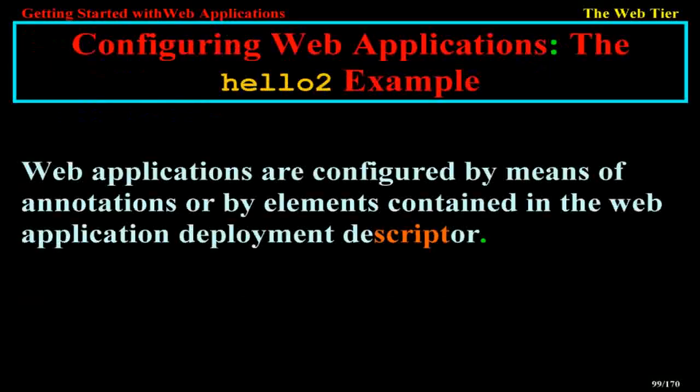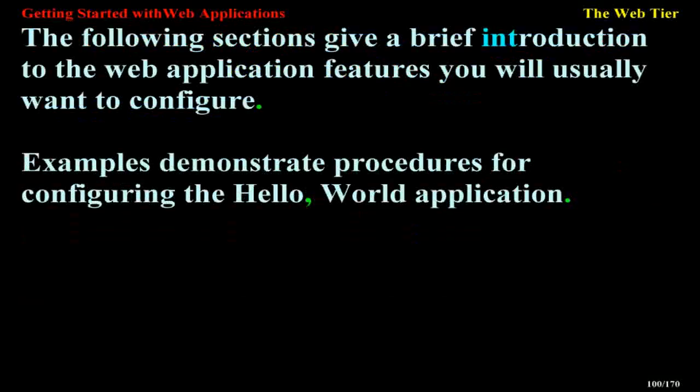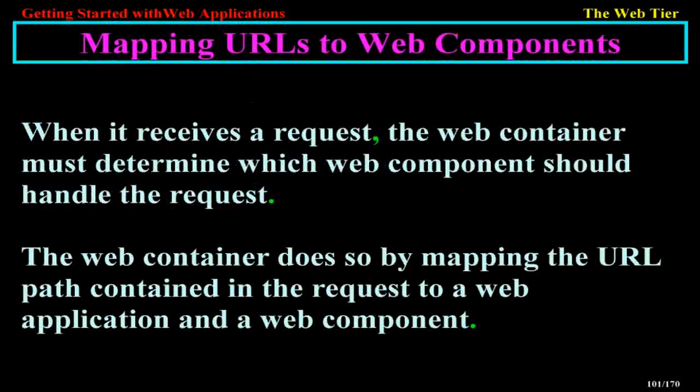Configuring web applications: the hello2 example. Web applications are configured by means of annotations or by elements contained in the web application deployment descriptor. The following sections give a brief introduction to the web application features you will usually want to configure. Examples demonstrate procedures for configuring the Hello World application. Mapping URLs to web components. When it receives a request, the web container must determine which web component should handle the request.